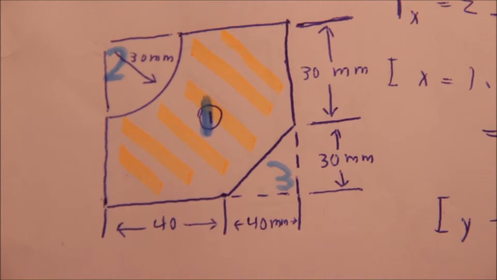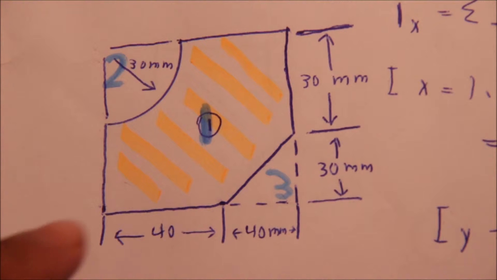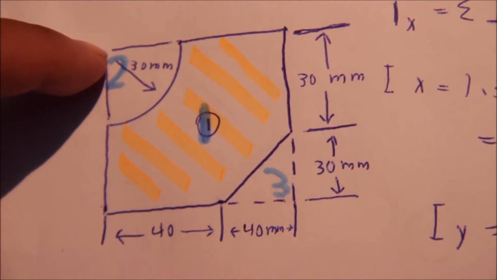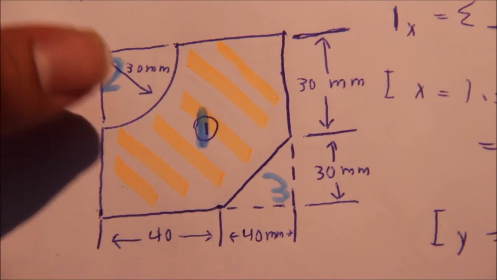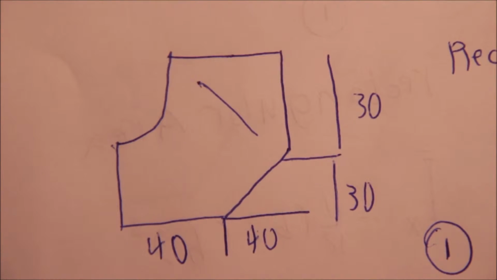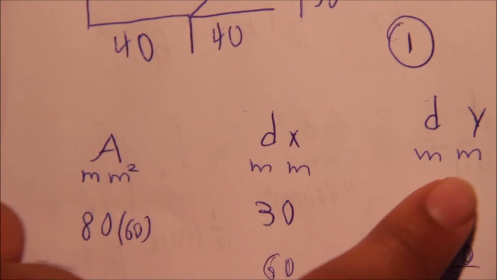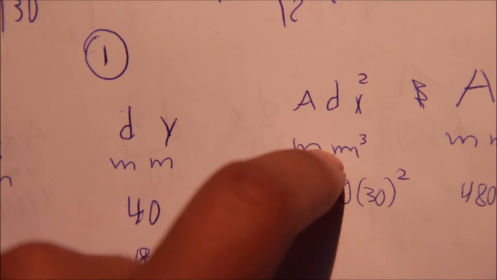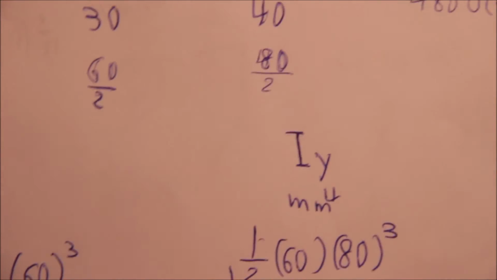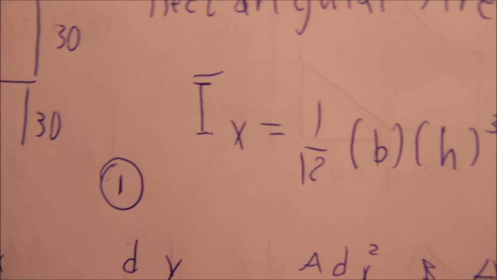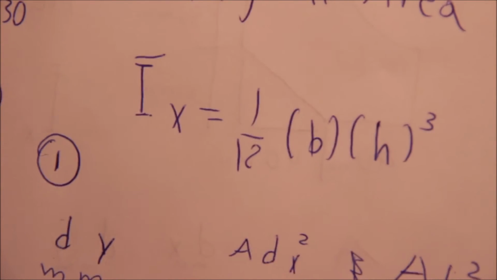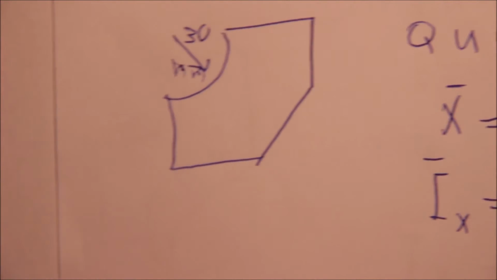In this example, we will determine the moment of inertia about x and y for the shaded area. This shape we can separate into three: first the rectangle, second the quarter of a circle, third the triangle. First we will determine the area for the rectangle. The area for the rectangle is base times height, then the distance about x, the distance about y, the area times dx, the area times dy, and the area moment of inertia for the rectangle. This law for the area moment of inertia for the rectangle, you can find at the beginning of the video.